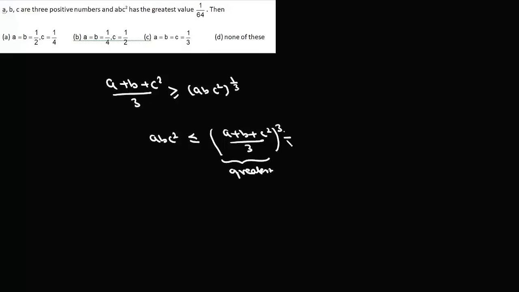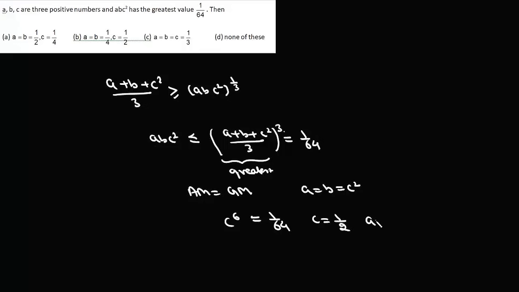Now it says its greatest value is 1 by 64. If this is the greatest value, we'll have the condition that AM must be equal to GM, and AM is equal to GM if all the numbers are equal. That means a equals b equals c square. So we'll put a as c square and b as c square, and we'll get c to the power 6 equal to 1 by 64. The value of c is 1 by 2, and the values of a and b are 1 by 4 each. And that means option B is correct.